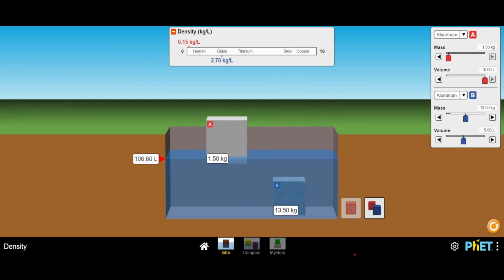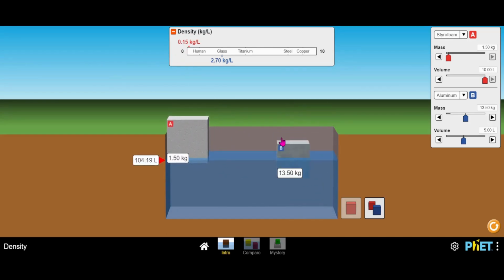We can keep two blocks as well. But see, this block has a density of 2.7 and this block has a density of 0.15. This is floating. However, this isn't floating. This is sinking down. So why? What's the reason? Today we are going to understand the phenomenon behind floating, right?